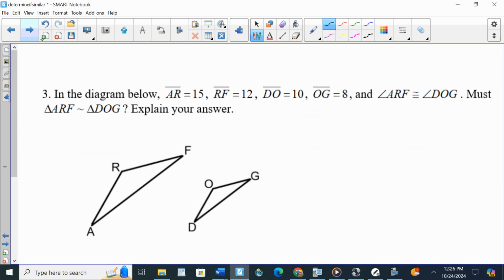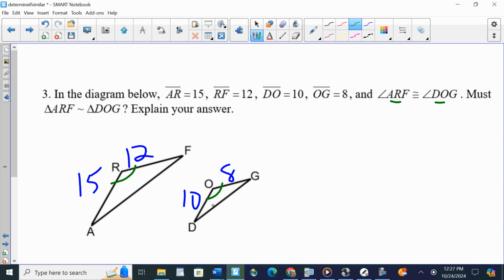Let's take a look at number 3. AR is 15, RF is 12, DO is 10, OG is 8, angle R is congruent to angle O. Based on the information that they gave me, the only possible method could be side angle side, because I have two pairs of sides and I have the angles in between them.